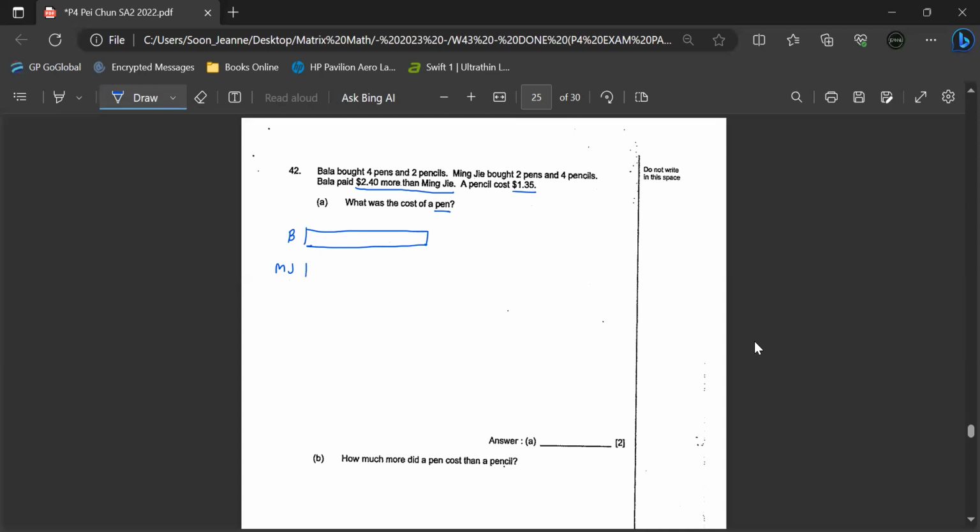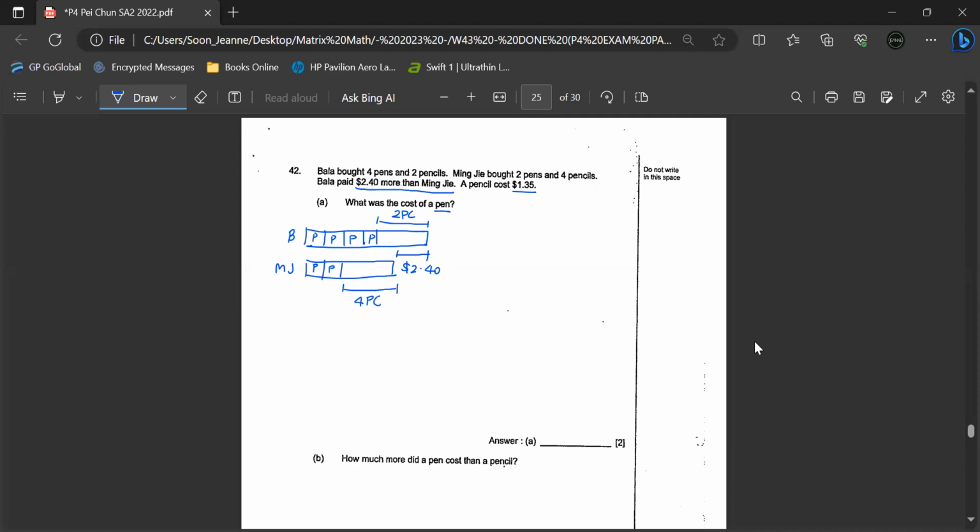So I'm going to draw a little bit like that. Okay, so it's 240. Okay, so what did Bala spend on? Bala spent on 4 pens. So I'm going to cut this into 4 parts. Okay, so this is 4 pens, sorry, not pencil, 4 pens. This is 2 pencils. And Mingjie is 2 pens, so the pens please cut the same. Pens, and this is 4 pencils.